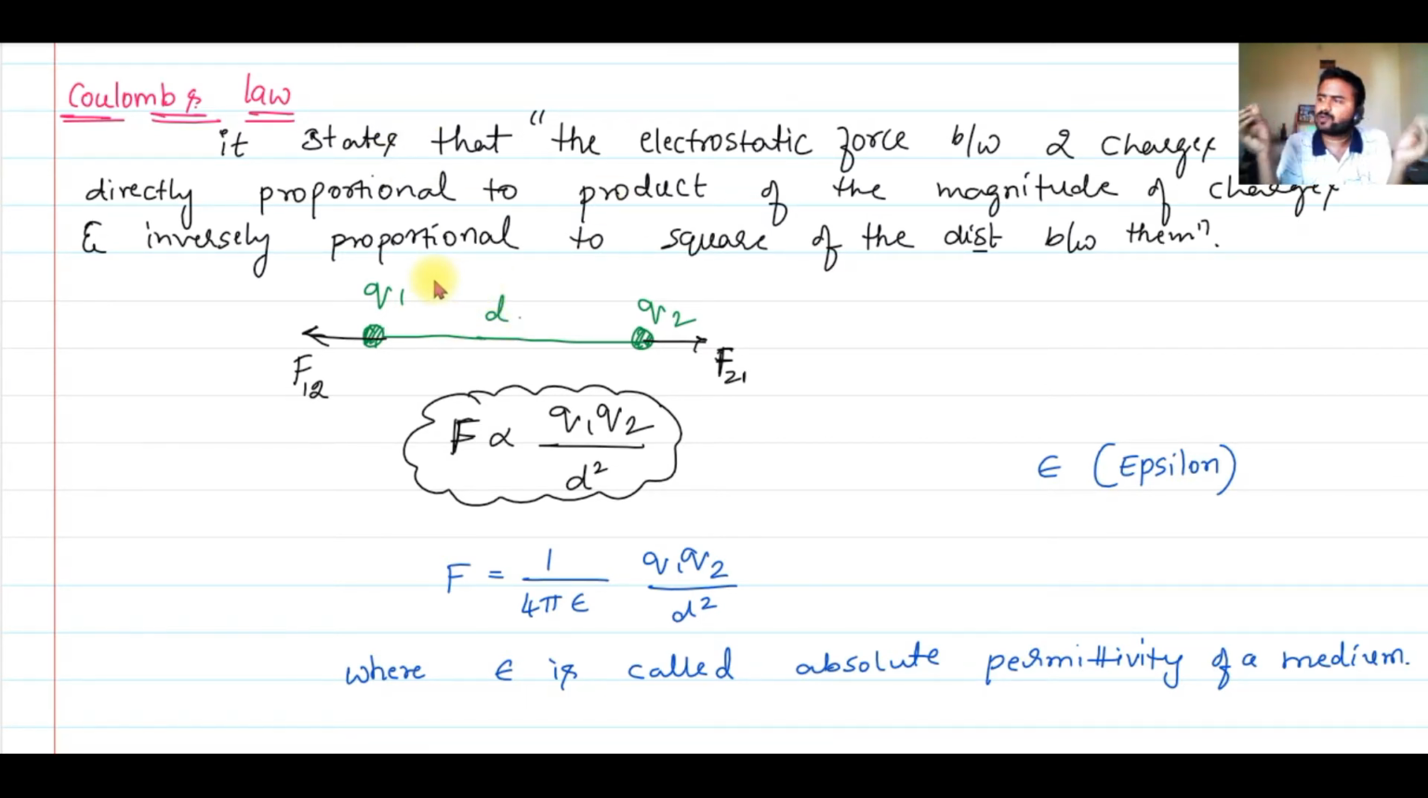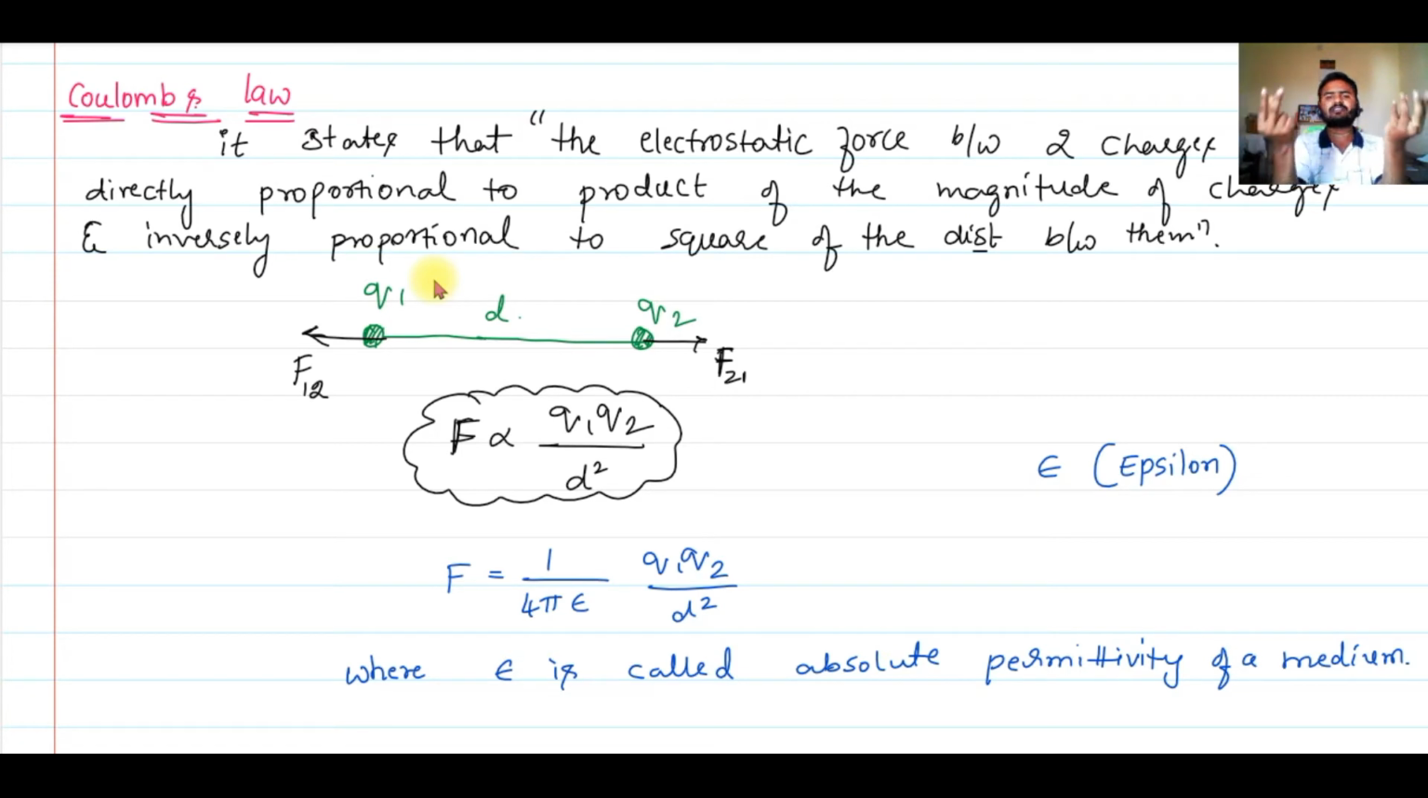Gravitational force between two masses doesn't depend on the medium between them, like whether you keep two masses in air or two masses in water or two masses in some oil, or some other liquid. No matter where you keep them, the gravitational attractional force between them is always given by G m1 m2 by d square, whereas the force between two charges depends on the medium between them. Very important. The force between two charges depends on the medium between them.